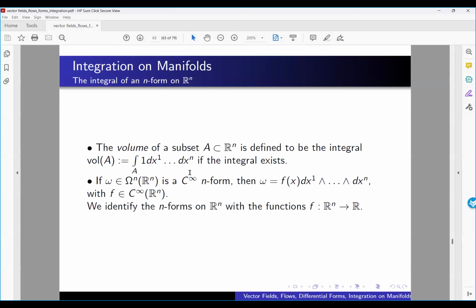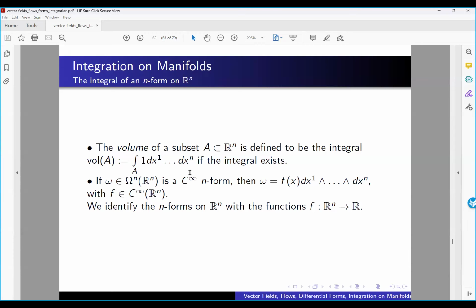The volume of a subset of Rn is simply the integral over A, over the domain, of dx1 ... dxn. Probably you know this already, provided the integral exists. Now if we take an n-form on Rn, this means that the space of n-forms on Rn, where Rn has dimension n, is of dimension n choose n, which is 1.